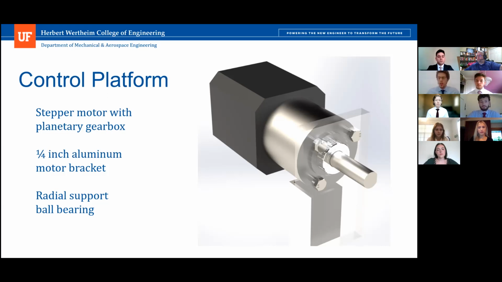Our original design of the motor mount here did not feature a radial support ball bearing. However, during wind calculations, we determined that we would need one, and that's shown in a later slide.